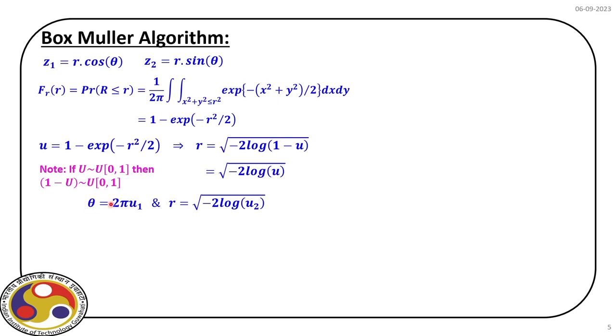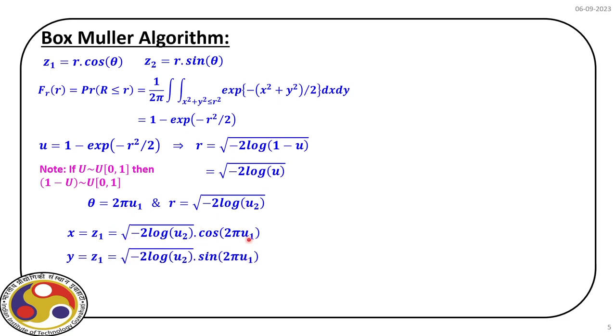Then we have theta equal to 2 pi u1, and r we have obtained as square root of minus 2 log u2. Then we have the first expression, x equal to z1, where z1 is r cos theta, so if we put in the expressions we get this first model. Similarly we can find y, which will be z2. So z2 will be equal to square root of minus 2 log u2 times sine of 2 pi u1. That's what was proposed by Box and Muller, and this clearly shows that z1 and z2 follow the normal distribution, because that's how we constructed this expression. You can see here, it is normal, with zero mean and unit standard deviation, and obviously there is no correlation.